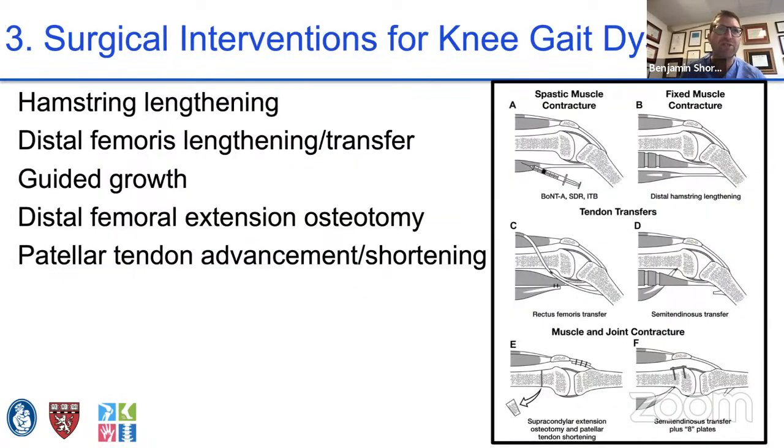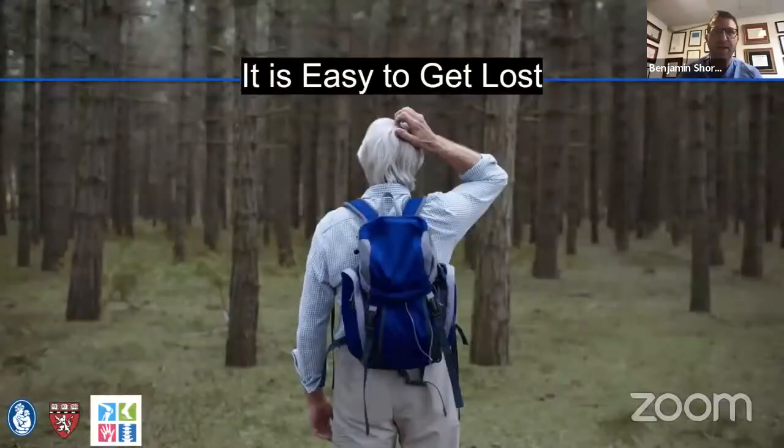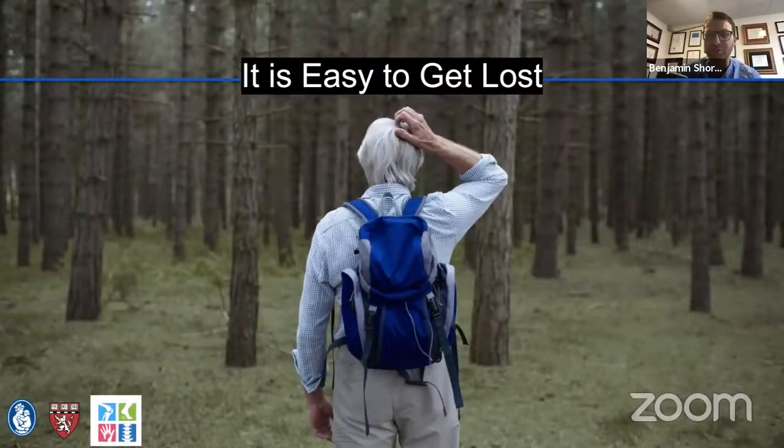Now, when we think about the surgical interventions for knees and knee flexion, there are a host of different things that we will go over: hamstring lengthening, distal femur lengthening and transfers for rectus, guided growth, extension osteotomies, patellar tendon transfers, and patellar tendon advancement, as you can see here. And it is a little bit of a choose your own adventure or a house of danger. And I think you need to recognize how you can go wrong here if you're not careful. It's very easy to get lost, and it's important to reach out and use your friends as much as possible to help you stay on the right path.